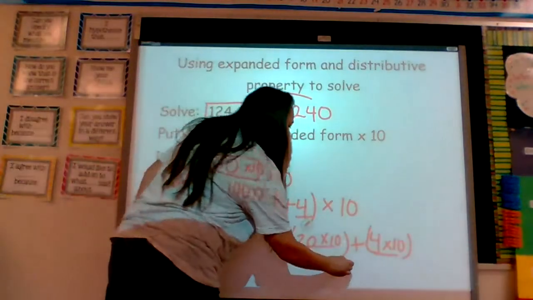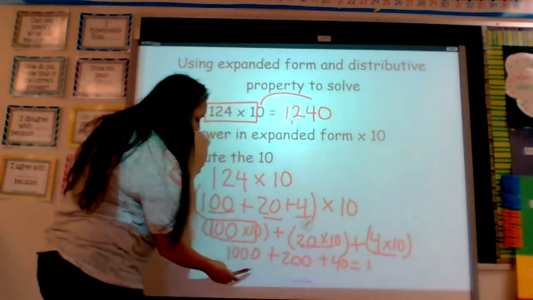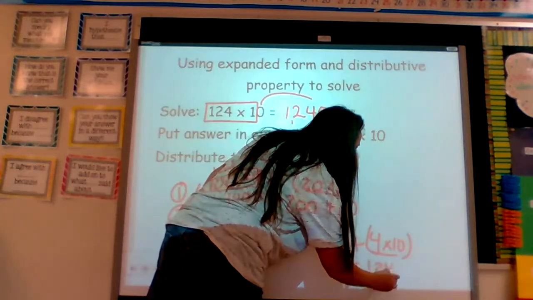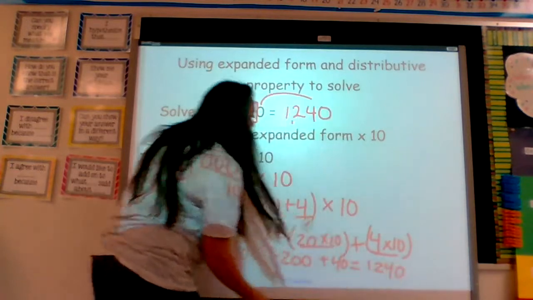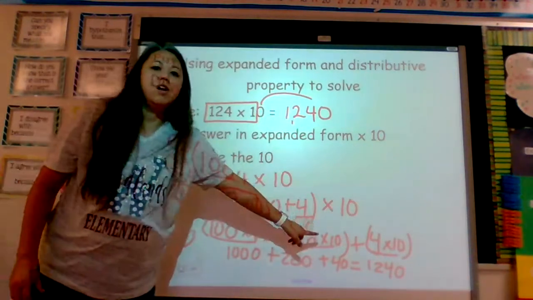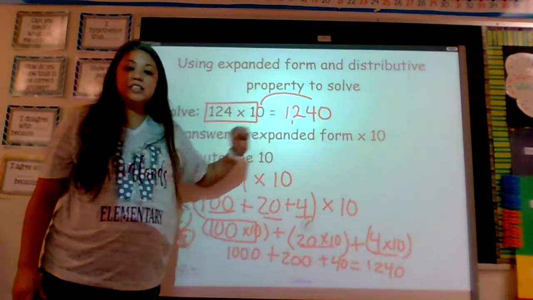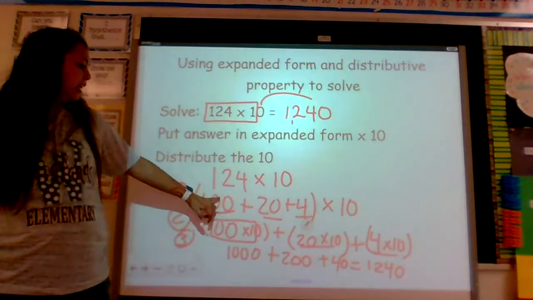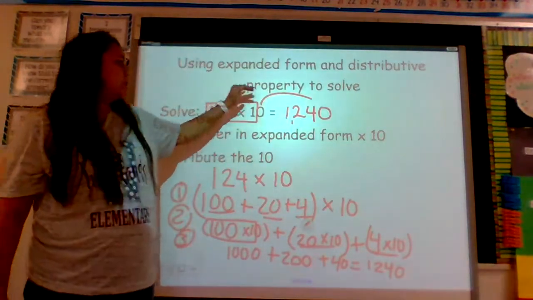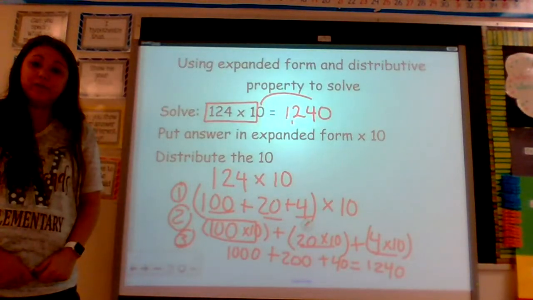If we add this up, I know the 1 is in the thousands place, the 2 is in the hundreds place, and the 4 is in the tens place. Did we end up with the same answer that we started with? All we're showing you is that this is why we can just add that 0, because we're just distributing it to each individual one of these. And then up here, we're just multiplying it and adding that 0. This is just breaking it down so you see why we're doing what we're doing.